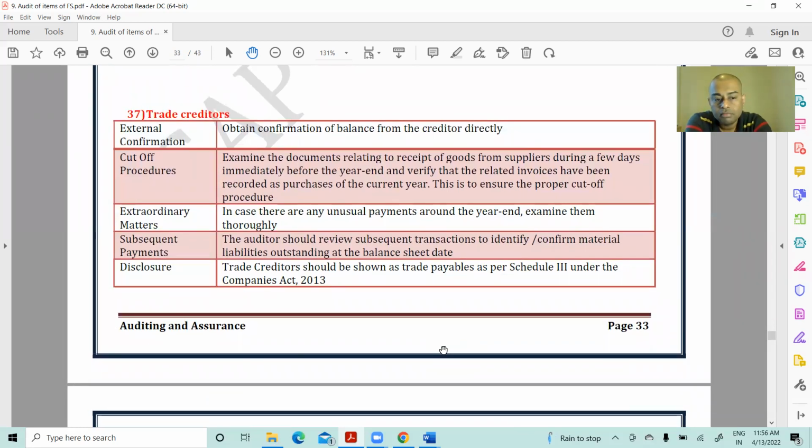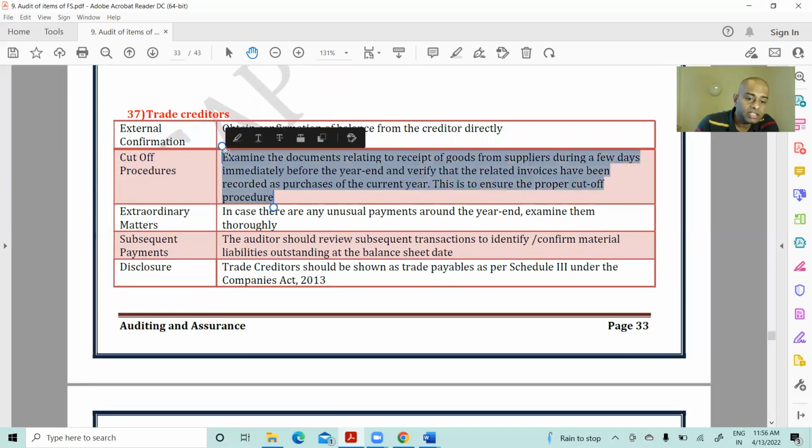Trade creditors. External confirmation. Obtain confirmation of balance from the creditor directly. Cut-off procedures. Examine the documents relating to receipt of goods from suppliers during a few days immediately before the year end and verify that the related invoices have been recorded as purchases of the current year. This is to ensure proper cut-off procedure. So tell me what is this? Read this and explain what this para is, Sandeep.